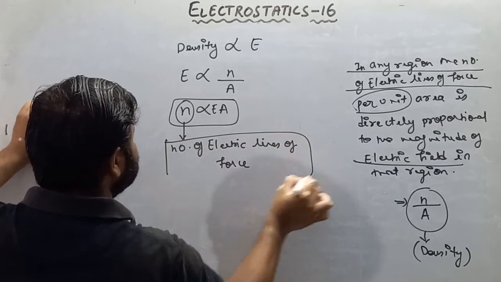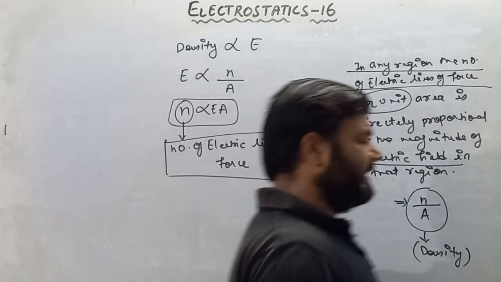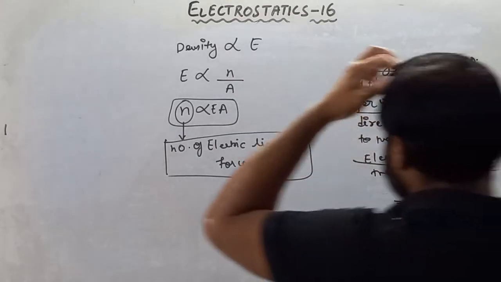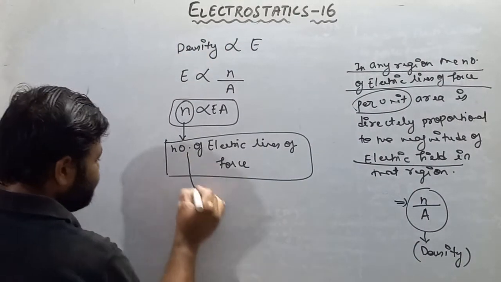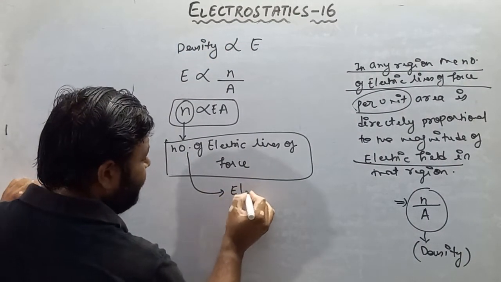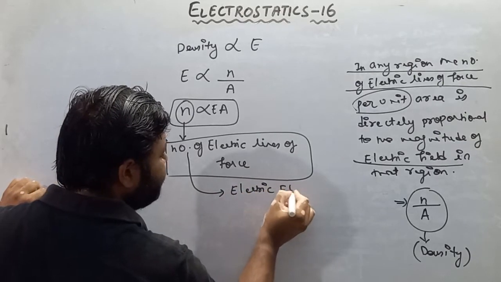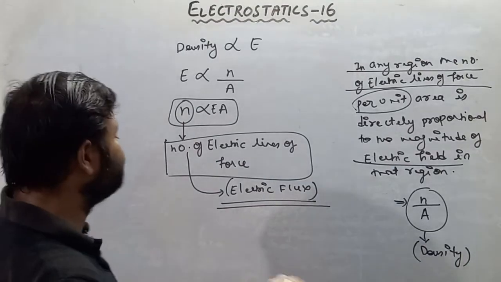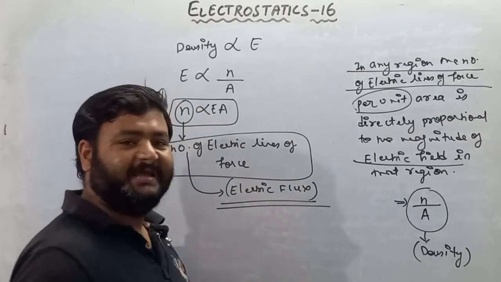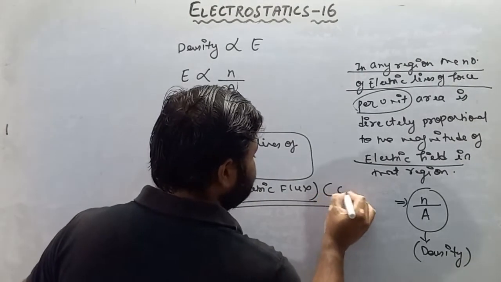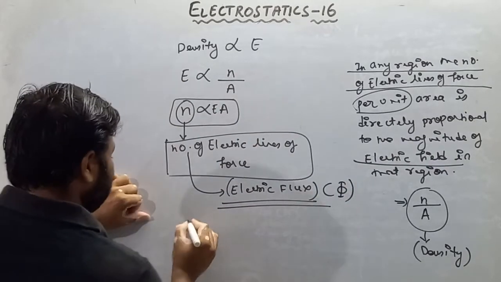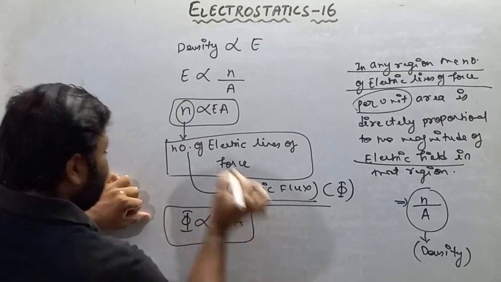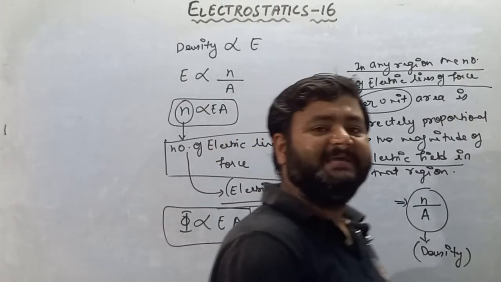This N is basically the number of electric lines of force, and this number is technically called, my dear student, electric flux. This number of electric lines of force is called electric flux, which is represented by phi. So we'll say that phi is proportional to EA.